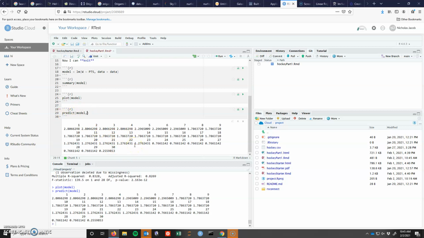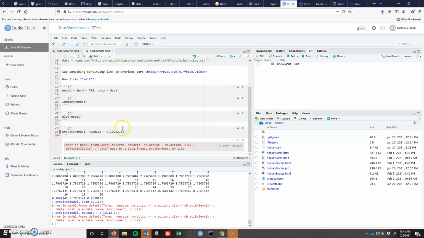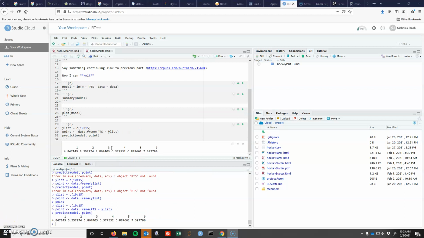If I wanted to instead predict, say a team had 10 points, and a team had 12 points, and a team had 15 points, I could also pass it, no I cannot. I have to say new data equals, did I not do that correctly? Hold on, I'm gonna hit pause. Okay, guys, sorry. That was trickier than I thought it was.